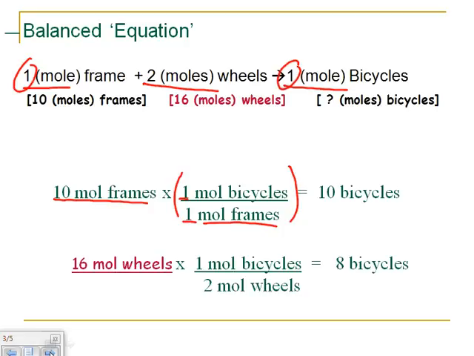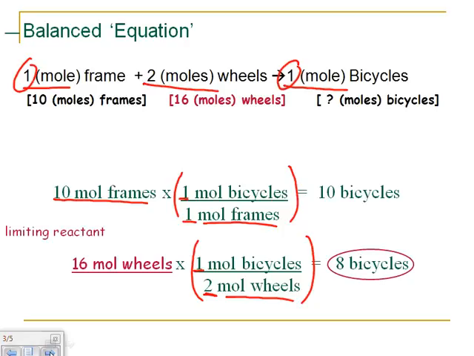If you take a look at the wheels, if you have 16 moles of wheels, parentheses line, moles of wheels in the denominator, moles of bicycles in the numerator again, you know that for every 1 bicycle, you need 2 wheels. So when you do this calculation, you will end up with 8 bicycles. So that's our answer there. 8 bicycles is the limit. That will limit us on how many we can make. We're going to run out of wheels before we run out of frames. So the excess reactant will be the frames.